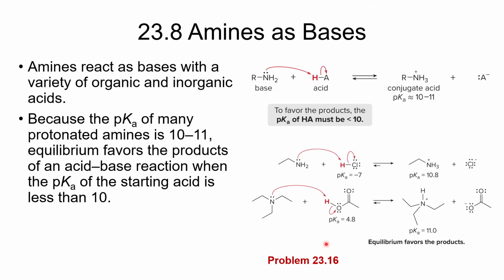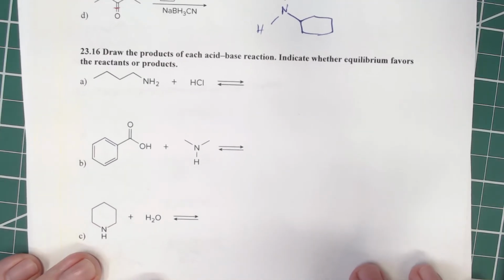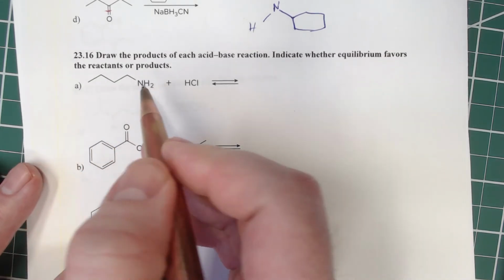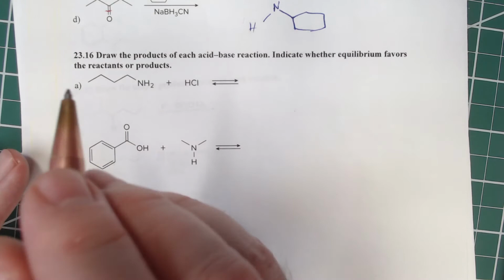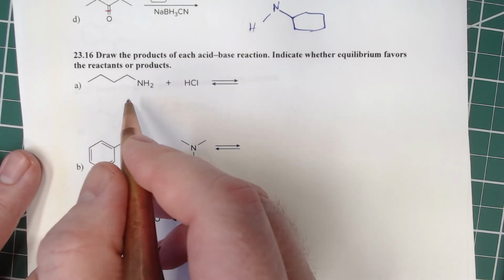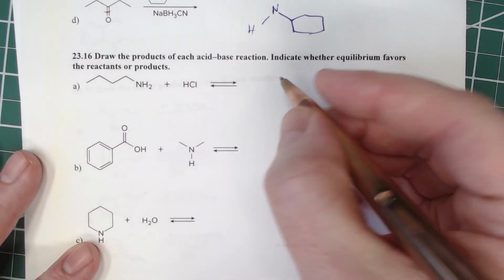All right, let's look at number 16 on our in-class assignment. On this one, we're going to look at some acid-base reactions. We're going to write out the products of some acid-base reactions, and determine what direction the equilibrium will lie. So here we've got 1-butylamine. We're not sure exactly what the pKa of this is, but it's going to be pretty close to 11. So our pKa of its conjugate acid.